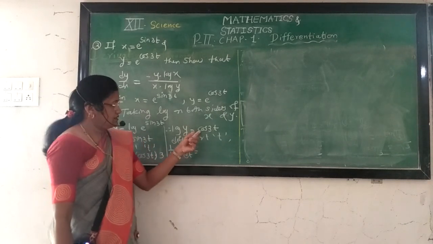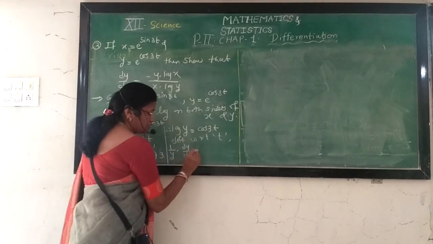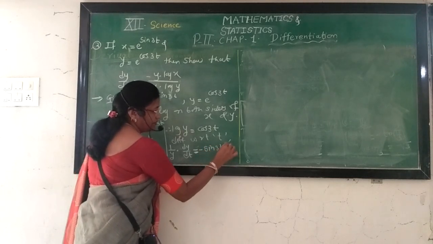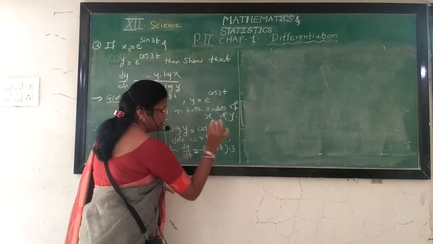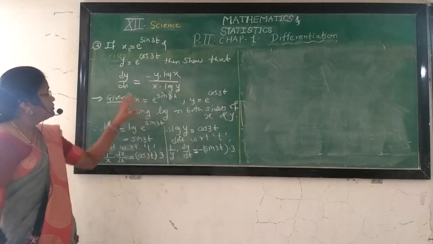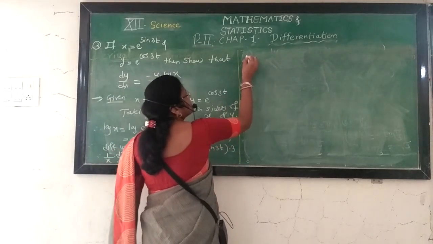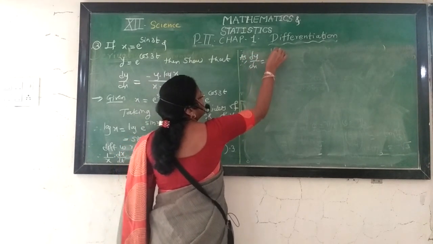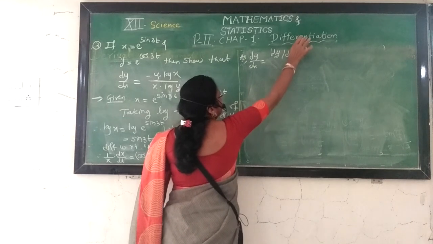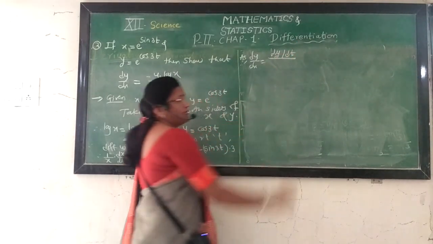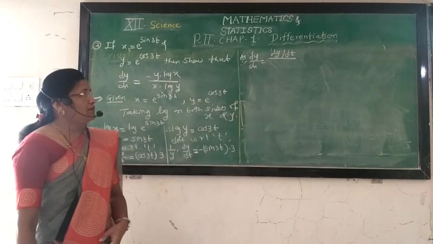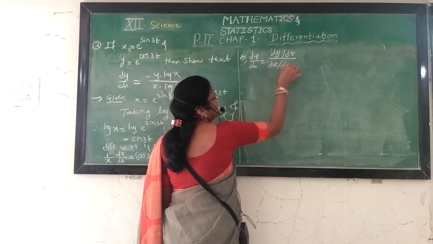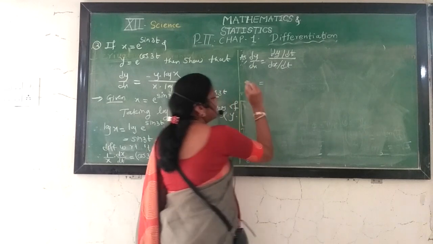Now the derivative of cos 3t: we find the derivative of cos, that is minus sin 3t, and again the derivative of 3t, which is 3. Now, to find dy by dx for a parametric function using the parameter t, dy by dx is equal to dy by dt upon dx by dt. Now we take their values.